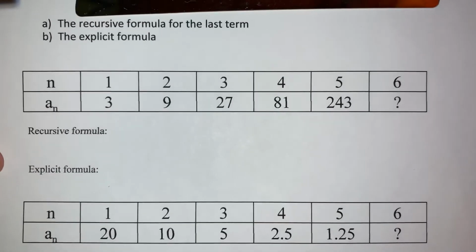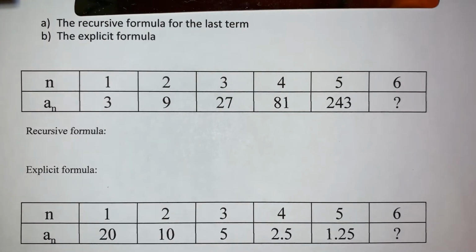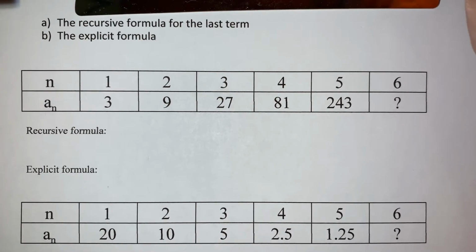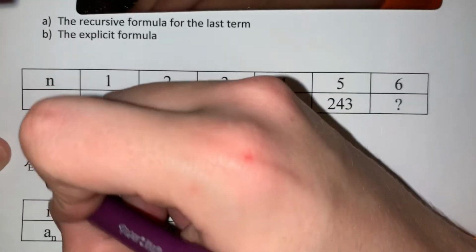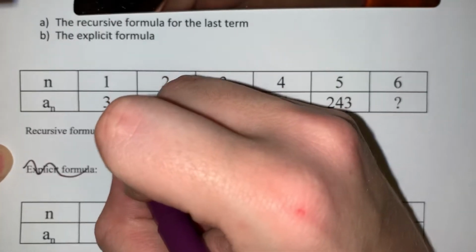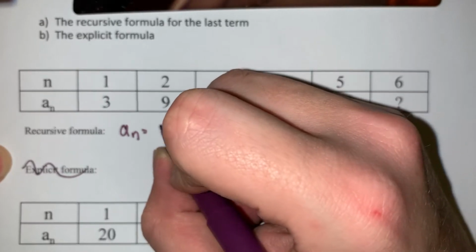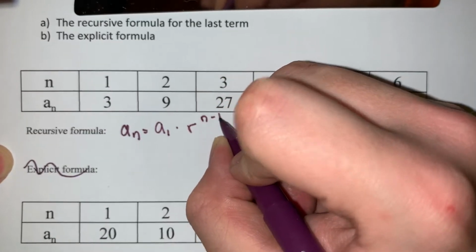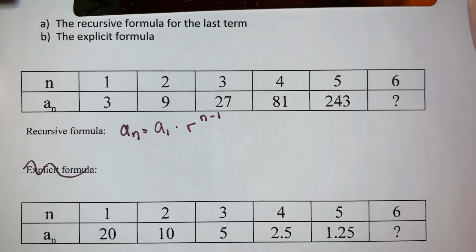All right, so for these, it says to write the recursive and the explicit formula, but we're only going to focus on the recursive formula. The explicit formula is a little different, but for your test purposes, we're not going to worry about explicit formula. The recursive formula is a sub n equals a1 times r raised to the n minus 1 power.